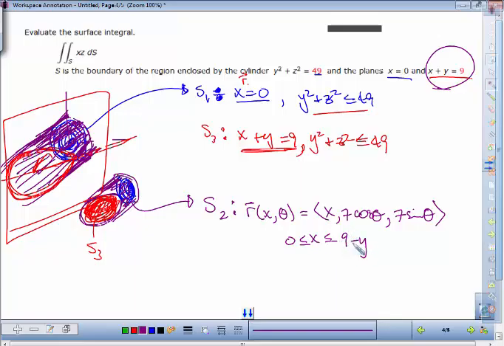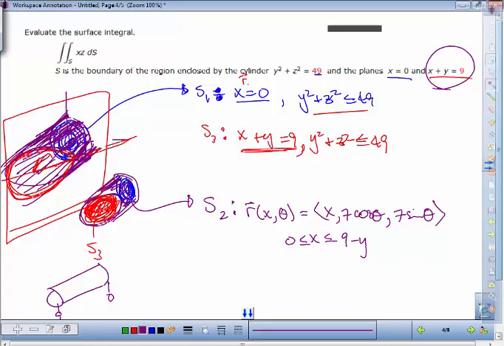If you stop here at a constant number, like just 9, then you would have a cylinder that goes from 0 to 9. But you don't want it to stop at flat 9. You want it to stop at this plane, x plus y is equal to 9. So this is your parameterization for S2.